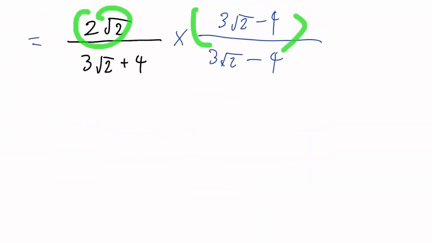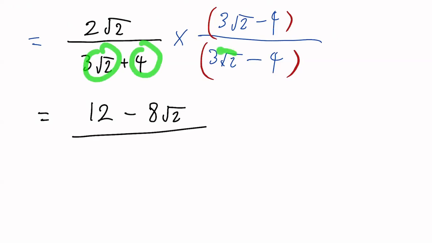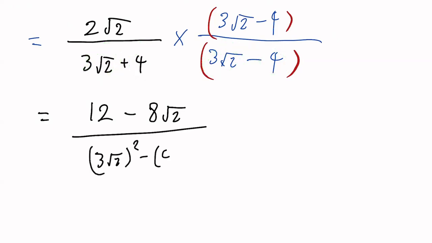So this guy, maybe I'll put a pair of brackets to remind myself I need to distribute. So 2 root 2 times 3 root 2. 2 times 3 is 6. Root 2 times root 2 is 2. 6 times 2 is 12. Then 2 root 2 times 4 minus 8 root 2. All divided by a plus b times a minus b, a square minus b square.